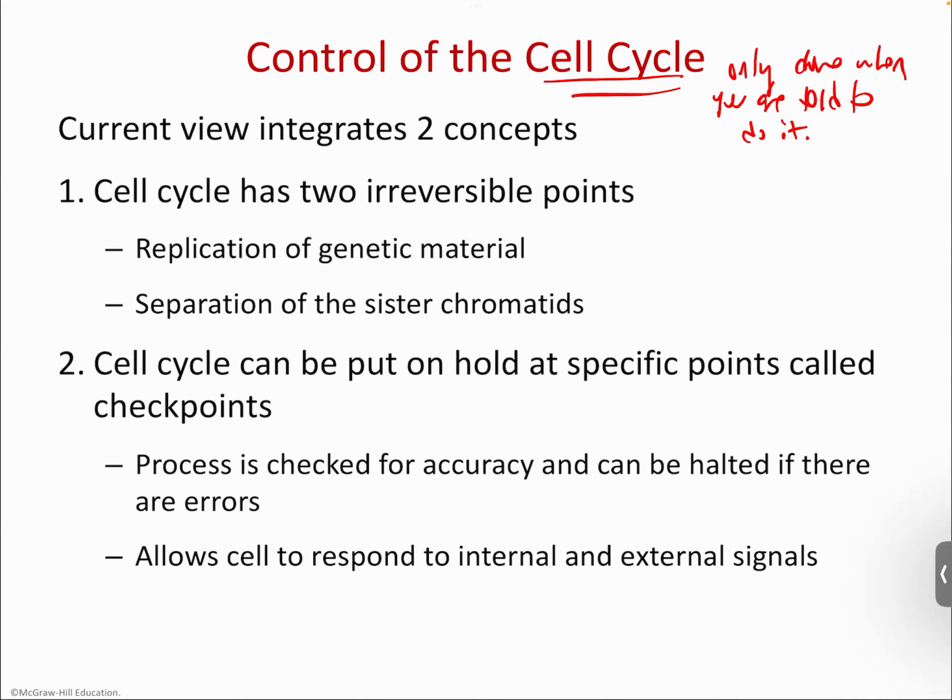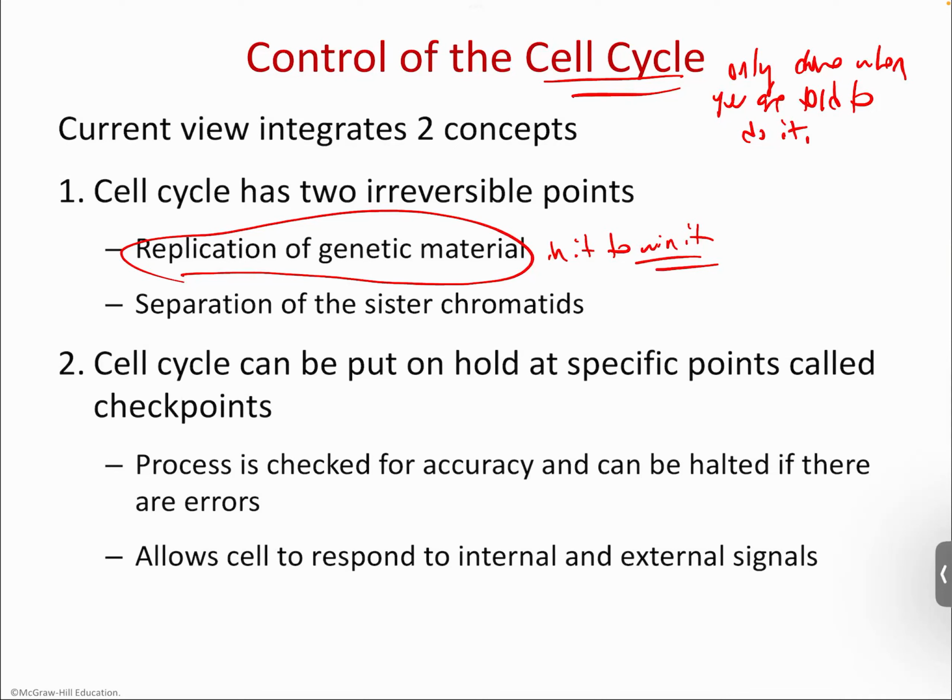It's wrapped around two unforgivable points of no return. And these make sense, right? Once you replicate your genetic material, guess what? You're in it to win it. You don't have a choice. You can't walk around with twice as much DNA. You've got to deal with that, right? So that's a point of no return.